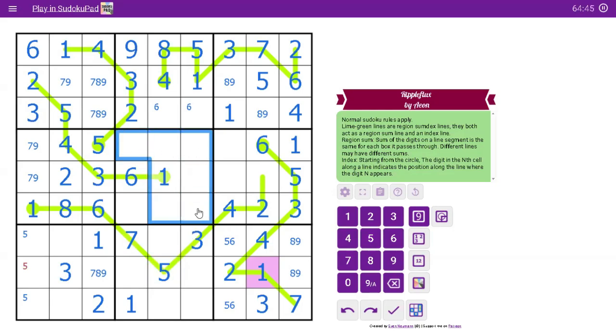Nothing like indexing yourself. Great thing to do in this puzzle. Just to go index yourself. Okay, enough with the jokes. Getting a little bit tired here.